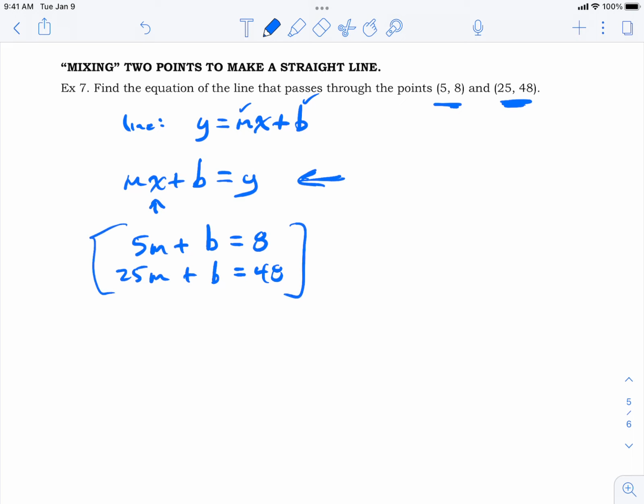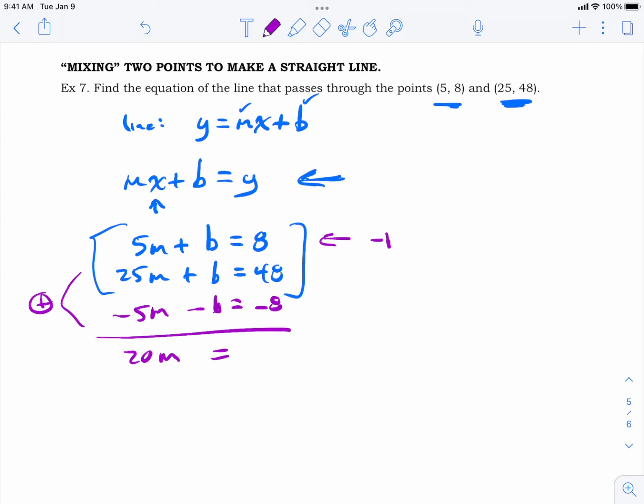In this particular case, you don't get decimals. It comes out nice. So, what do you say we multiply this equation by -1? So I'll have a -5m and a minus b equals a -8. If I then add these 2 equations together, I'll have a 20m, and the b's will go away. That was the point. Equals a 40. Divide both sides by 20, and well, that was quick. m is equal to 2.